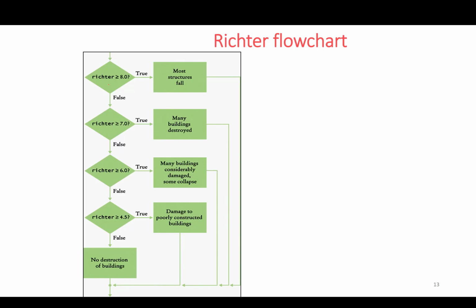Please don't start in the wrong way. So if you started with Richter greater than or equal to 4.5, this can include 6, 7, 8, right? So always try to start in the right way, where you start with the largest number. If it is greater than 8, there are no other options. And if it is not this option, then I'm 100% sure that the user entered a number less than 8, so I will go to the next one, and so on, okay?